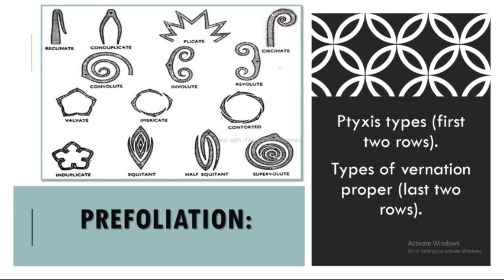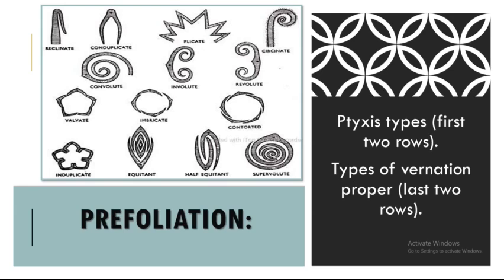Next type of the vernation is the contorted or twisted vernation. So twisted vernation in plants, also known as contorted vernation or convolute vernation, is a type of the prefloration in plants where the floral organs such as petals, sepals, etc. are twisted or rolled up longitudinally in the floral bud.